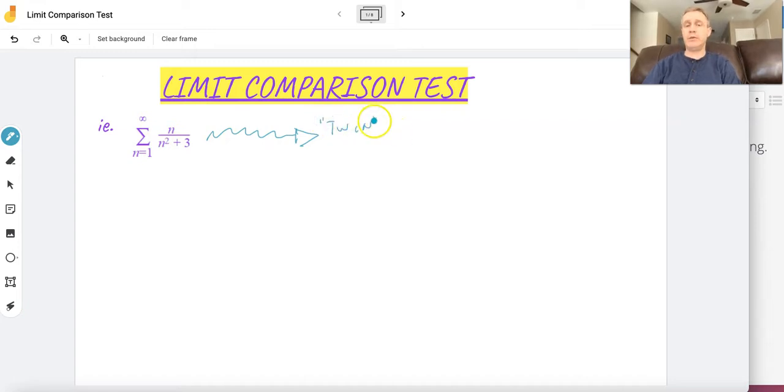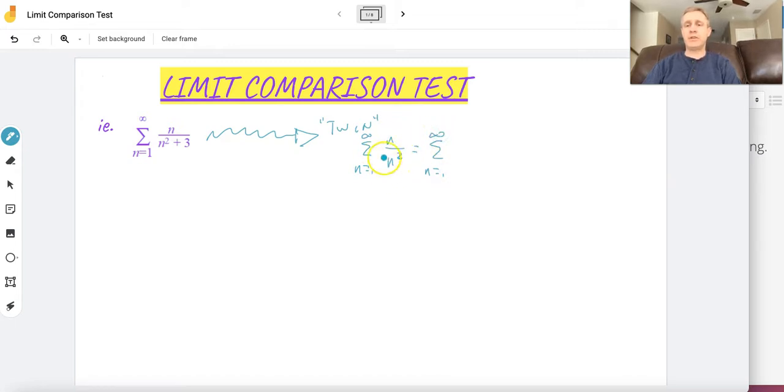So for that, we would find the twin series, the series that behaves like our original series. And we can find that by just looking for the most dominant expressions that we see in both our numerator and denominator. So that would be n over n squared. And the twin series should always be a series that is either a p-series, a harmonic series, or a geometric series, because those are quick and easy to determine whether they converge or not.